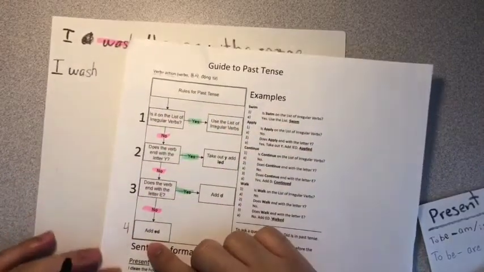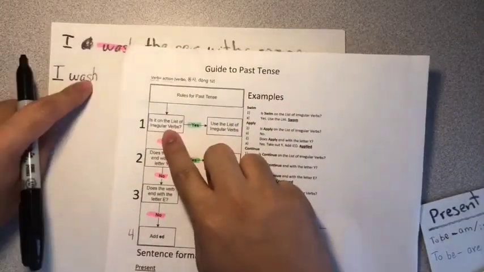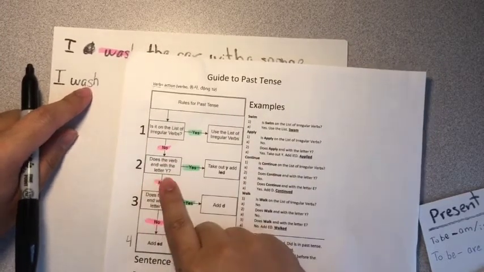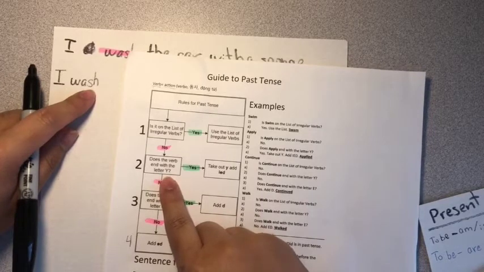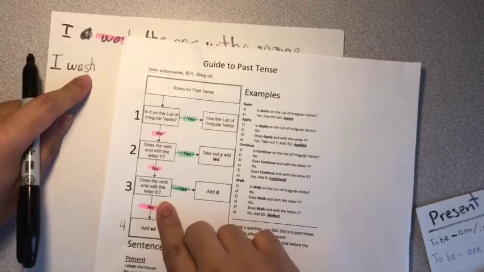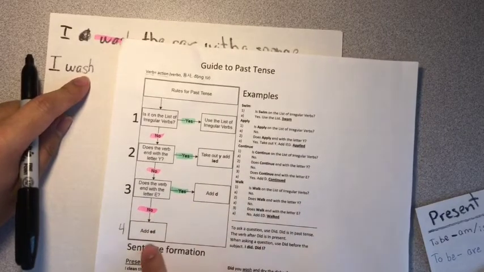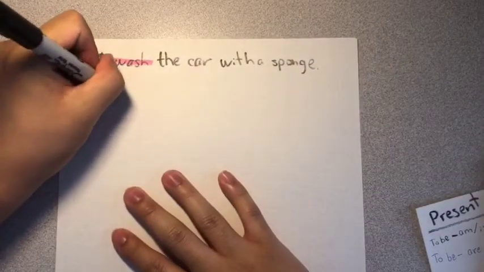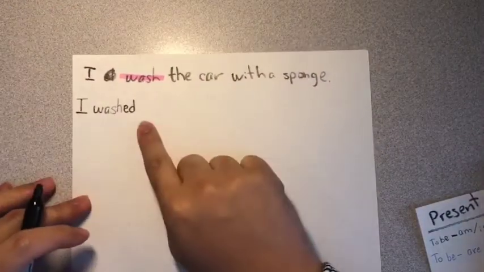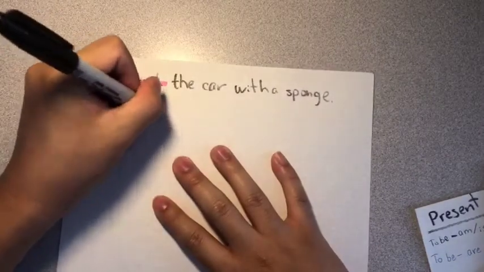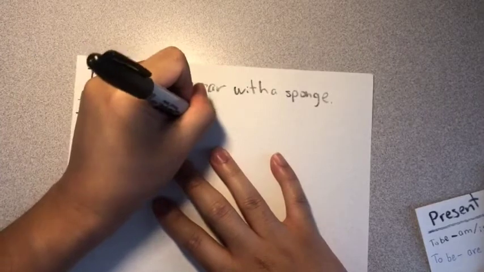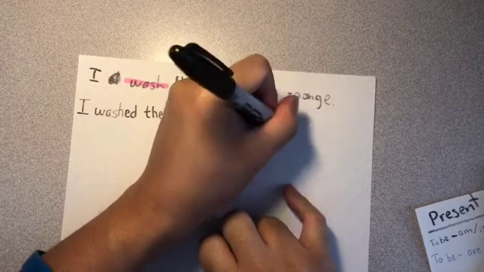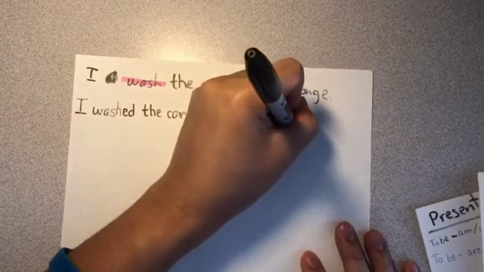Let's use the 4 rules. Rule number 1. Is the word wash irregular? No. Okay. Number 2. Does the word wash end with the letter Y? No. 3. Does wash end with E? No. So we add ED. We add the letters E, D. I washed the car with a sponge. I washed the car with a sponge.